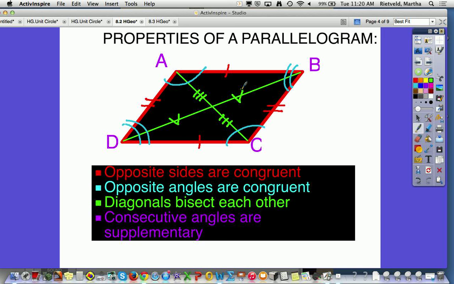And the last one says that consecutive angles are supplementary. For that one, it's hard to mark on the diagram, so I'm just going to write off to the side that the measure of angle B plus the measure of angle C equals 180 degrees. That would show that those consecutive angles are supplementary.